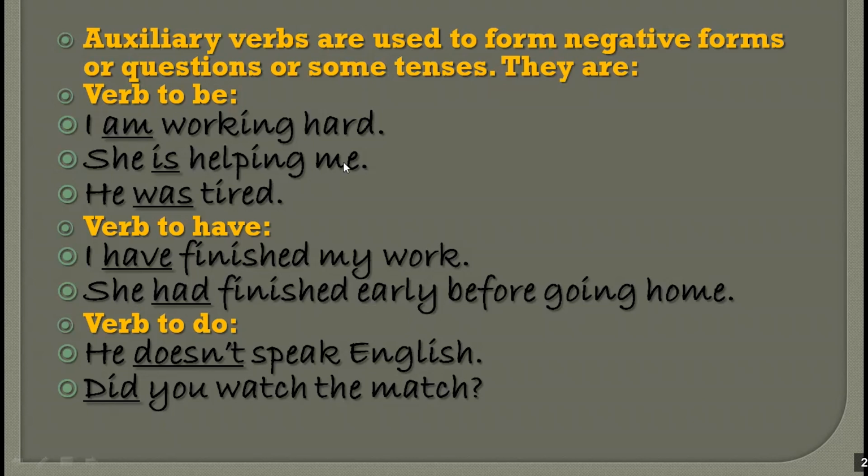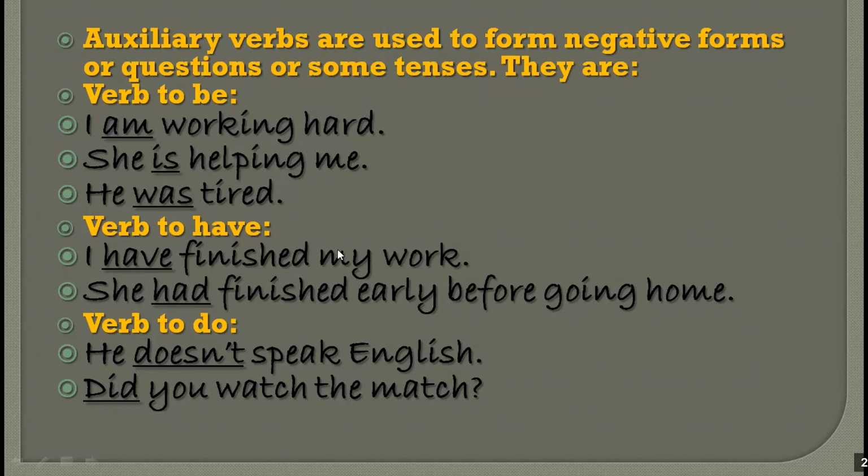Here's another example. She's helping me. Is, that's verb to be also, and it's used to form the present continuous. Again, we have the main verb, which is helping, and then we have the auxiliary verb, which is. He was tired, that's verb to be in the past.